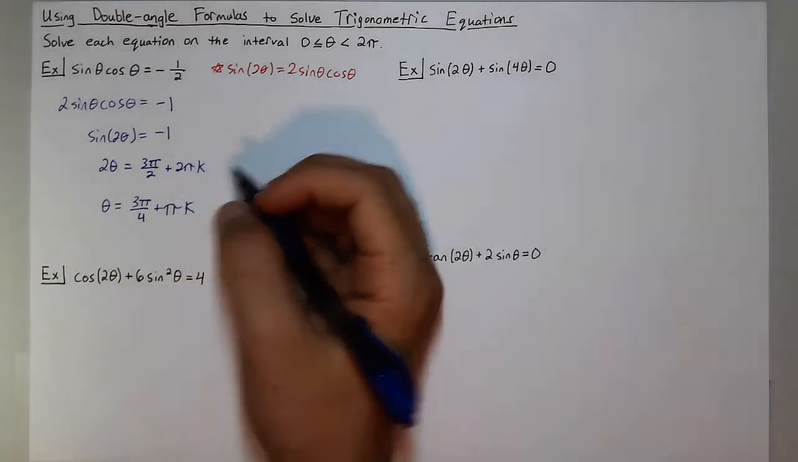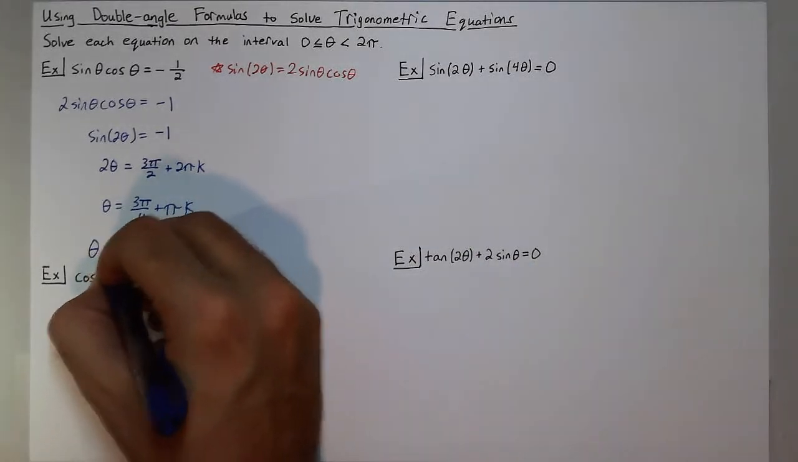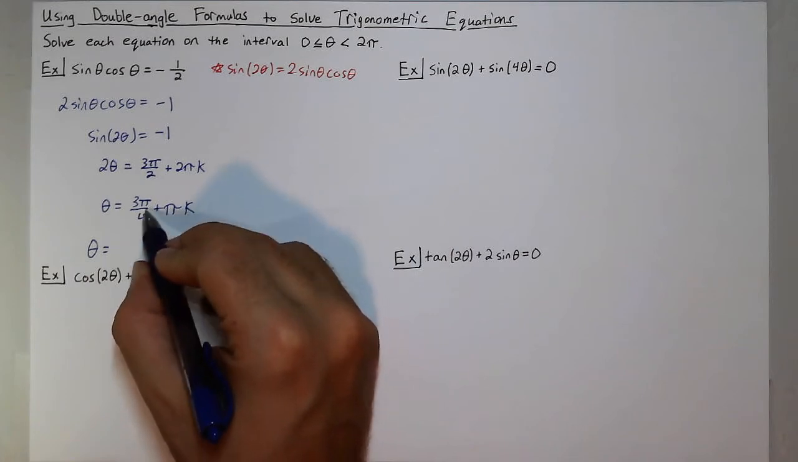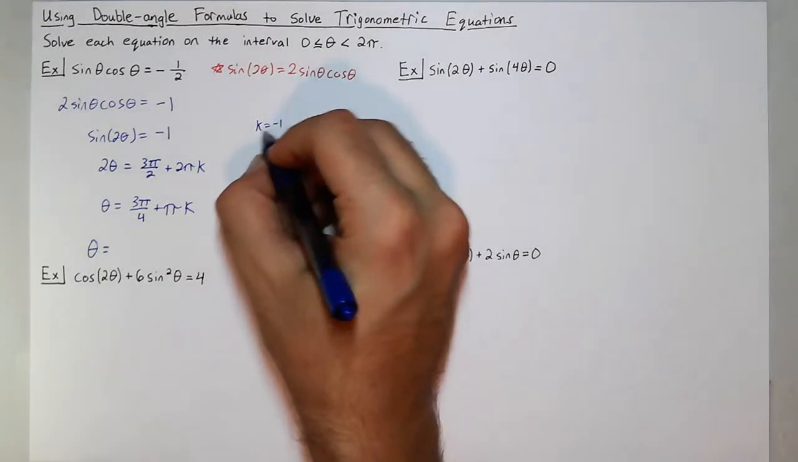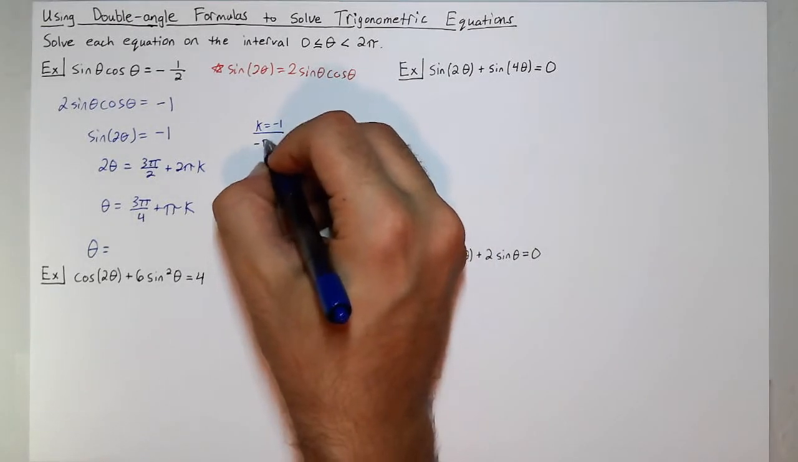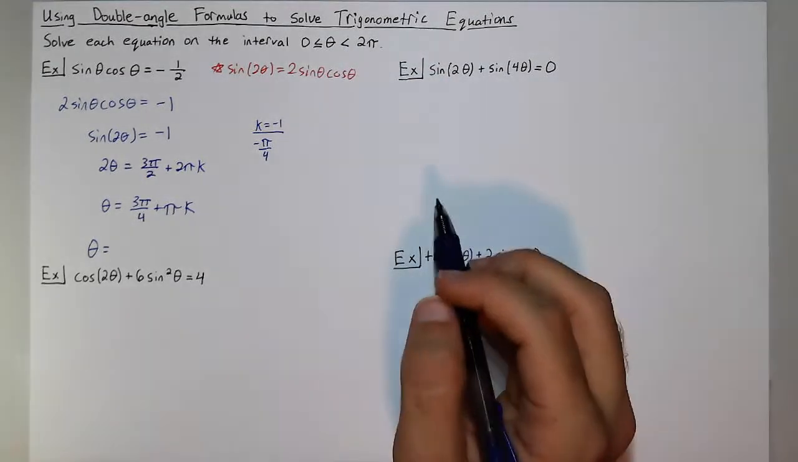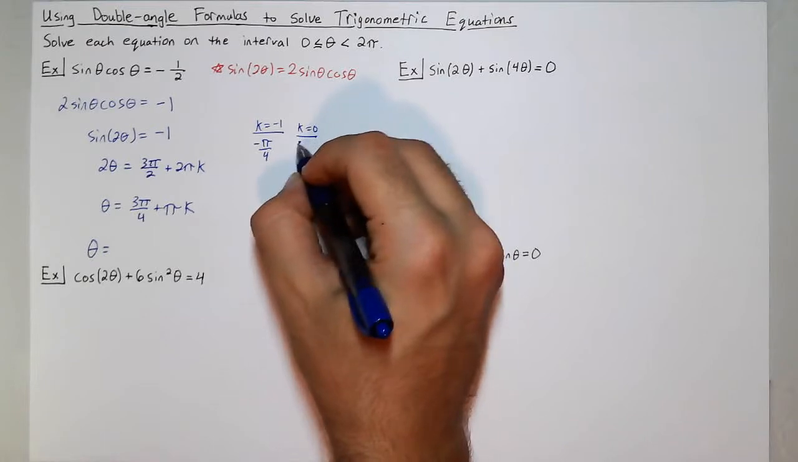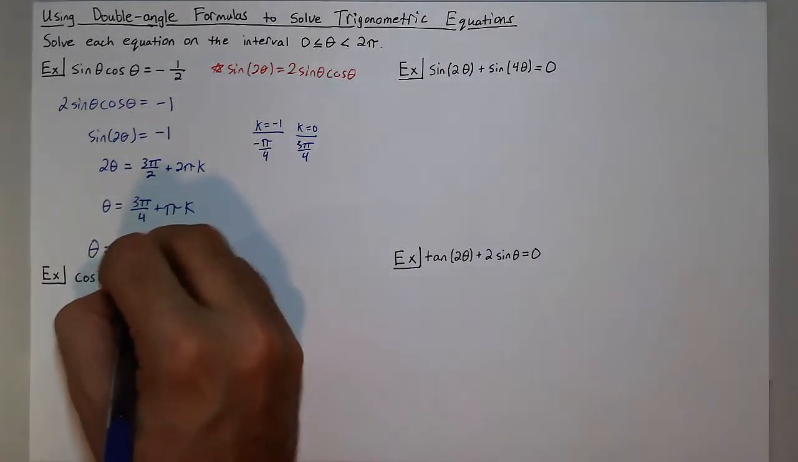So now I just need to plug in values of k until I find all of the possible solutions on my interval. If I were to use negative k, negative 1, I'd be subtracting a pi, and that would be negative pi over 4, which wouldn't be on my interval. Now, if I use 0 for k, that would just be 3 pi over 4, which is on my interval, so that's one of my solutions.